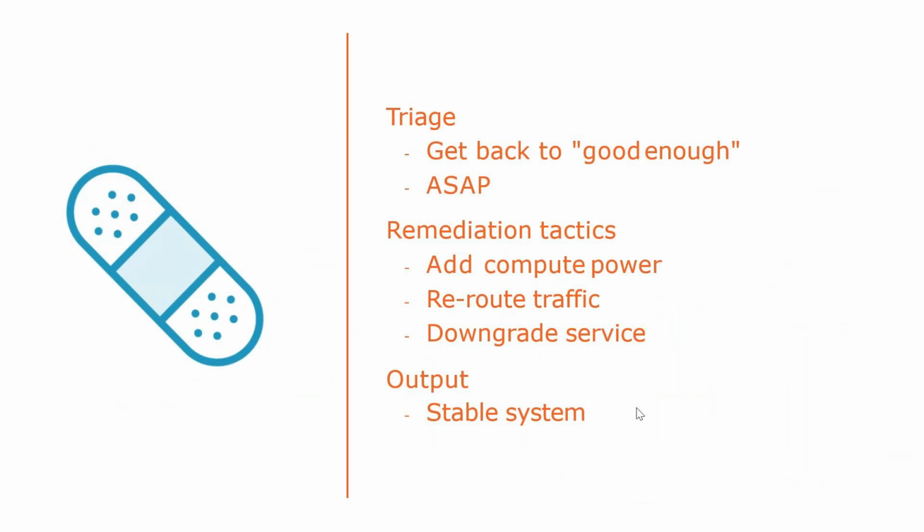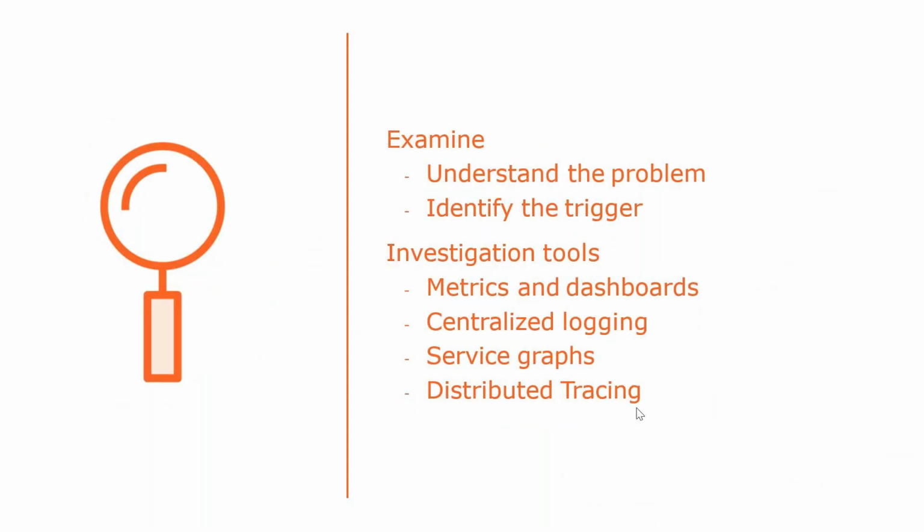Triage means first of all you try to get back to good enough as soon as possible. That means somehow you can work around it. And then you should also check the remediation tactics. You can add more compute power, reroute the traffic so downtime can be avoided. You can downgrade the service from the latest version to an older, lower version and all this stuff. And the output for this is a stable system. So that is the first thing you have to do, triage.